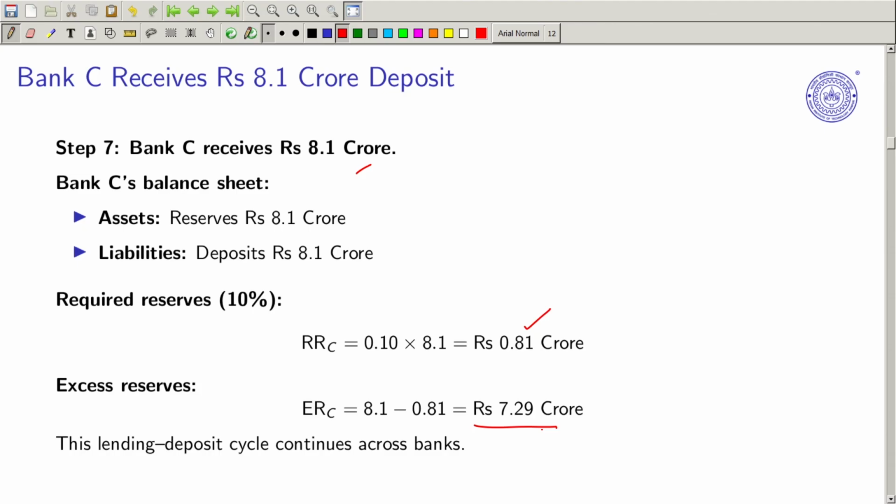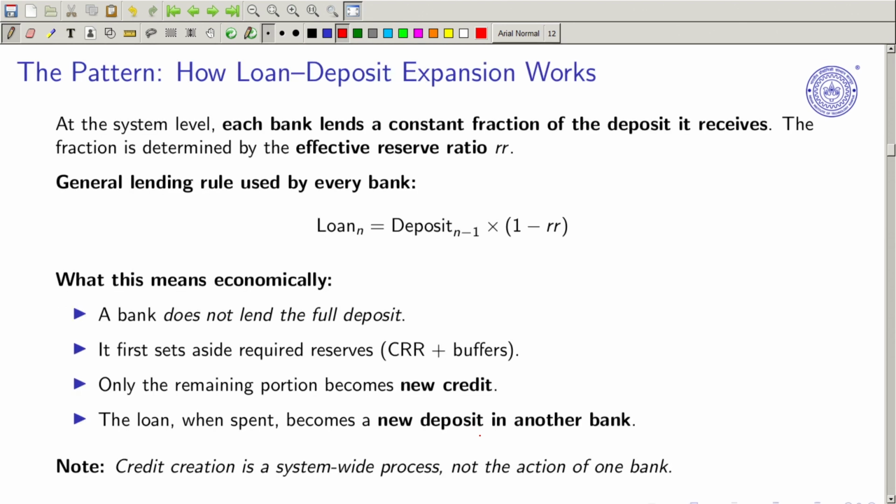So this lending and deposit continues across banks, so it goes to the next bank and so on. So at the end what we get, this is the key I have also put in bold. Each bank lends a constant fraction of the deposit it receives. The fraction is determined by the effective reserve ratio. This is what we say.